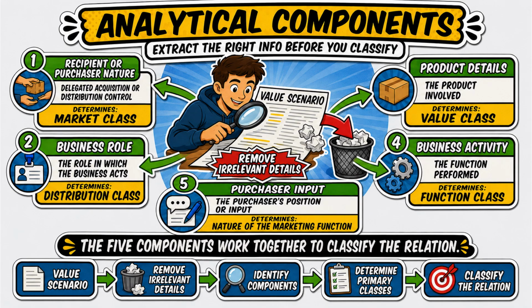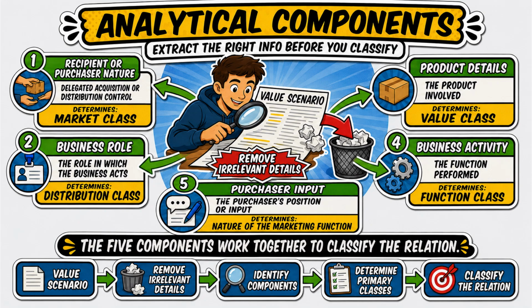Finally, identify the purchaser input. Consider the purchaser's position and the input provided within the value scenario. This determines the nature of the marketing function. These components must work together. You cannot classify the relation by focusing on only one detail, such as the product or the business name.